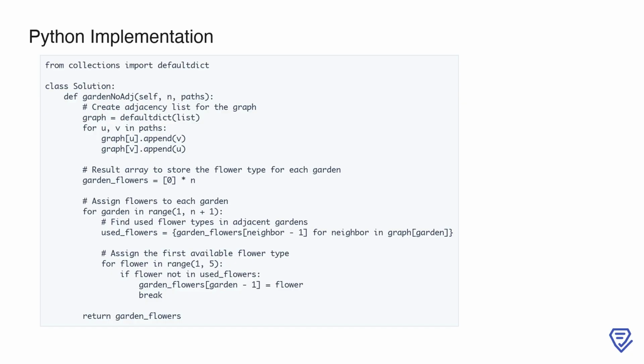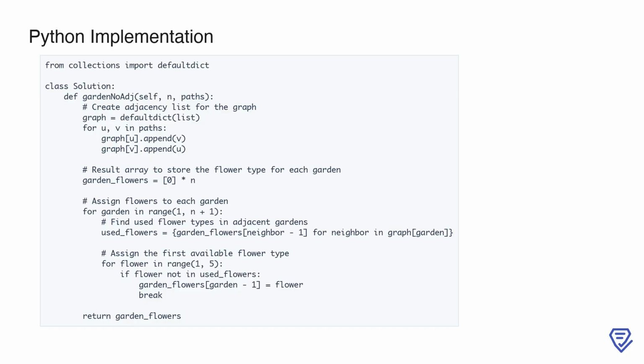Next, an array garden_flowers of size n is initialized with zeros. This array will eventually store the flower type assigned to each garden, 1 based indexing. The algorithm then iterates through each garden, 1 to n. For each garden, it determines the flower types that are already used by its adjacent gardens. This is done using a set comprehension to collect flower types from the garden_flowers array for all neighbors of the current garden. After identifying the used flower types, the algorithm assigns the smallest available flower type, from 1 to 4, that is not in the used_flowers set.